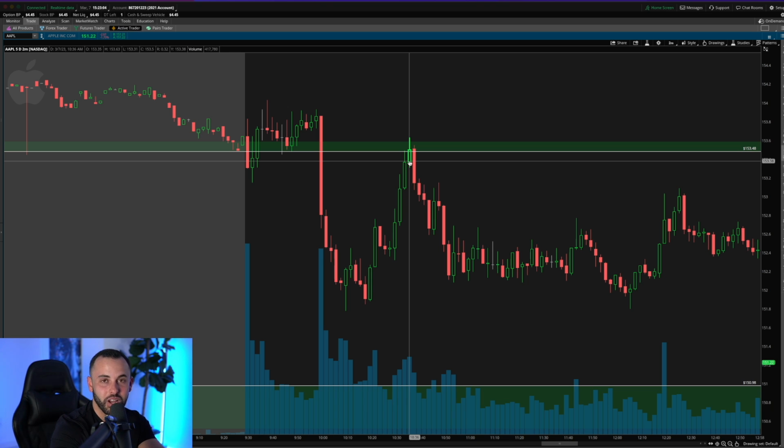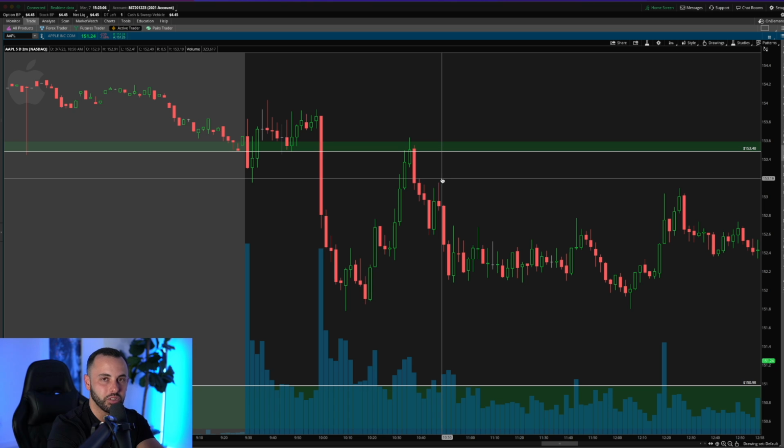Absolutely astonishing, in my opinion, how many times the market will do these break and retests. No matter how far this stock goes down, it comes back and it retests that level. And this right here was the right entry.